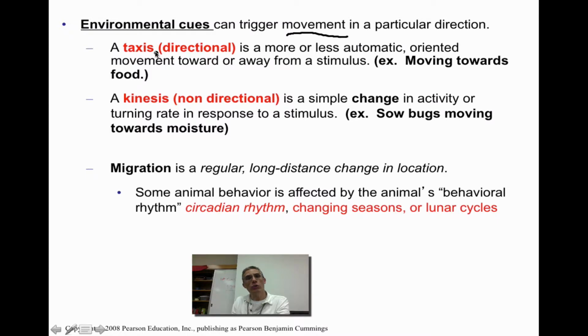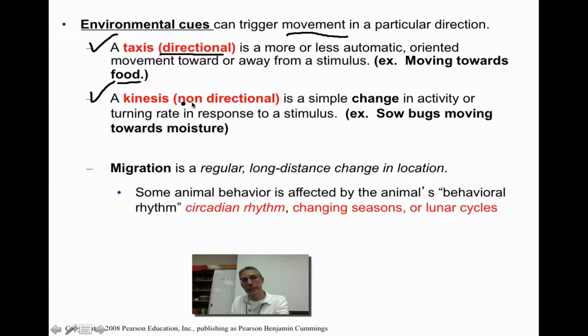And so what we do is we place that movement into two different types of categories. One of them is called taxis, and the second is called kinesis. Now, taxis type of movement is considered a directional type of movement. So when you have a stimulus in the environment and the animal moves towards the stimulus, then that's considered directional. A good example of that would be the presence of food in the environment. The animal is going to go towards the food so it can feed.